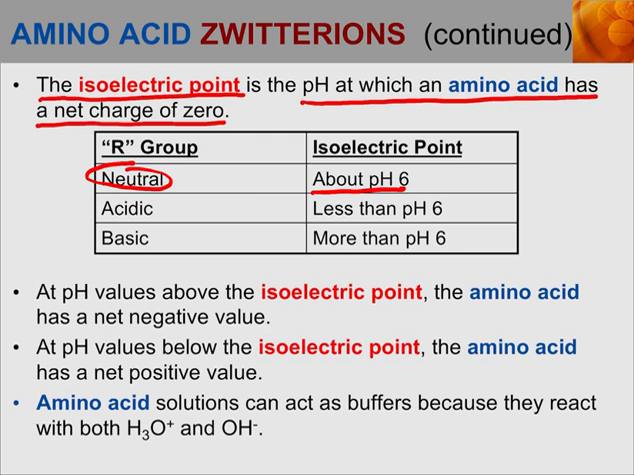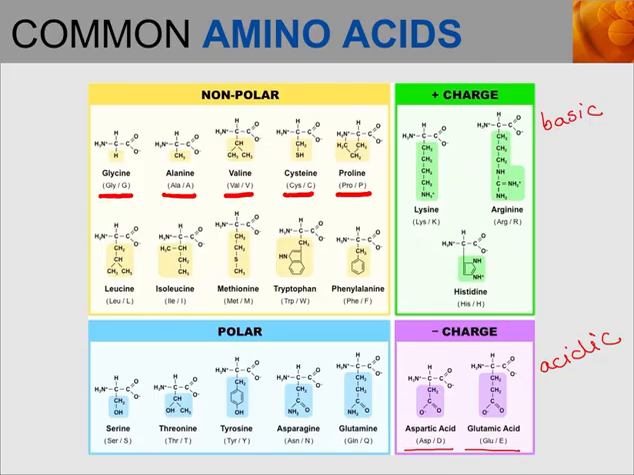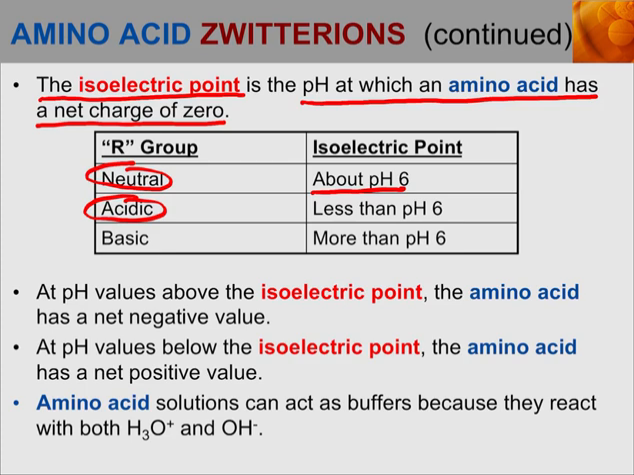If you have an acidic R group, so that side chain is acidic, that would be, for instance, if we go back, either aspartic acid or glutamic acid. Their isoelectric points will be at a pH less than 6.